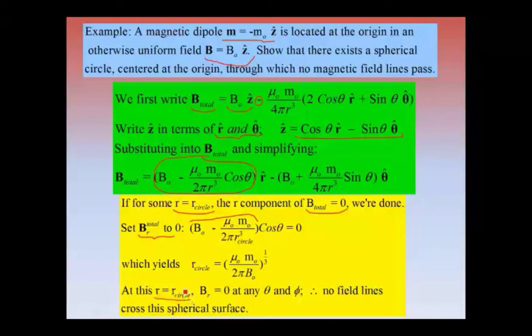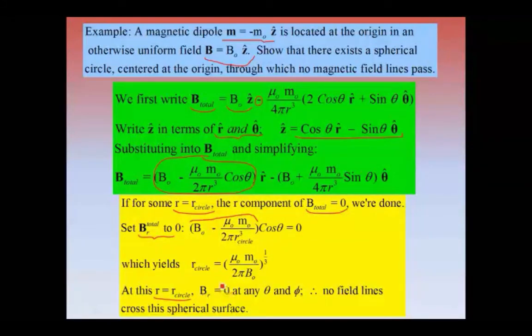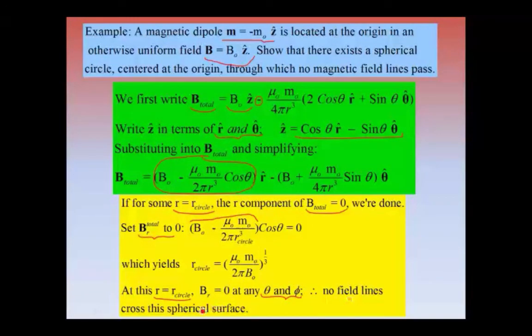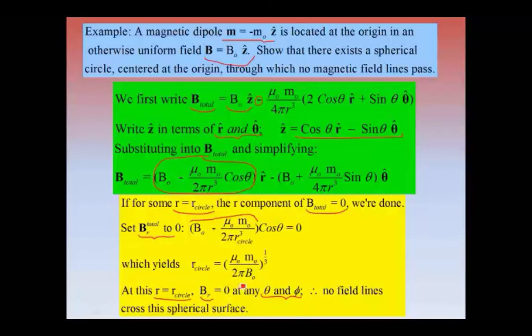If we have this equal, then B sub r is equal to 0, which means that at any theta and phi, because there's no dependence on these parameters, there are no field lines which cross the spherical surface, because B_r is equal to 0 on that circle.